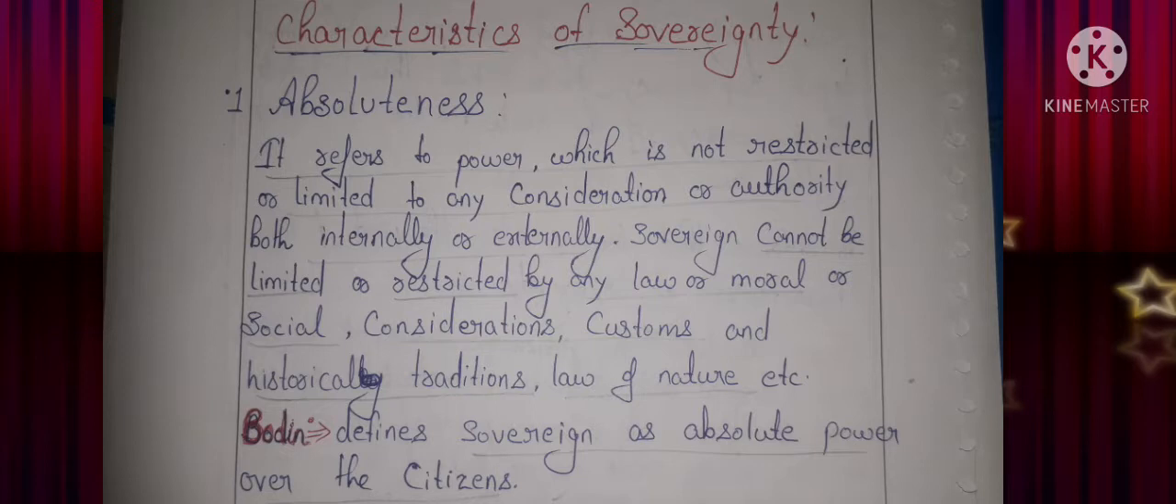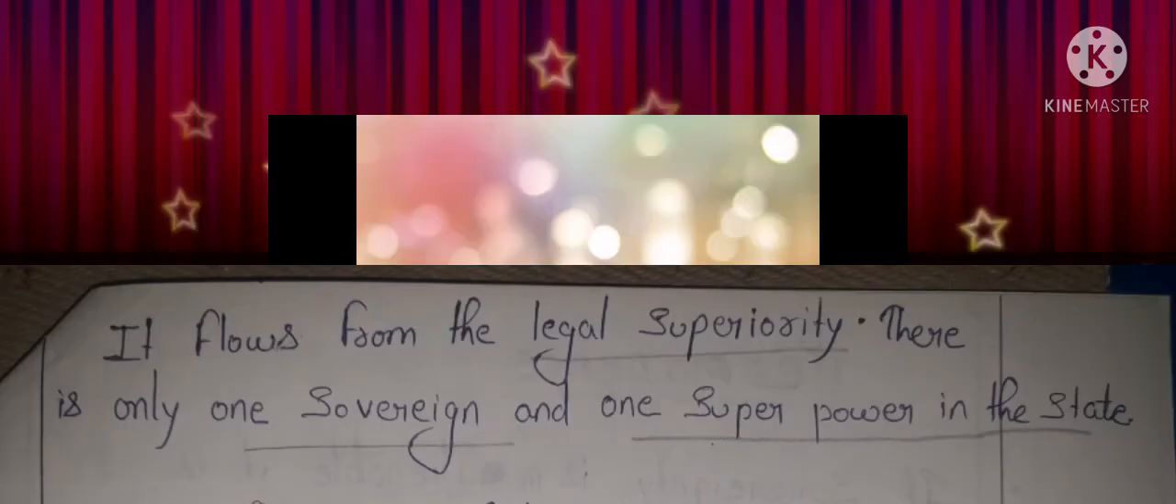Characteristics of sovereignty. First, absoluteness. It refers to power which is not restricted or limited by any consideration or authority, both internally or externally. Sovereign cannot be limited or restricted by any law or moral or social consideration, customs and historical traditions, law of nature, etc. Bodin defines sovereign as absolute power over the citizens. It flows from the legal superiority. There is only one sovereign and one superpower in the state.